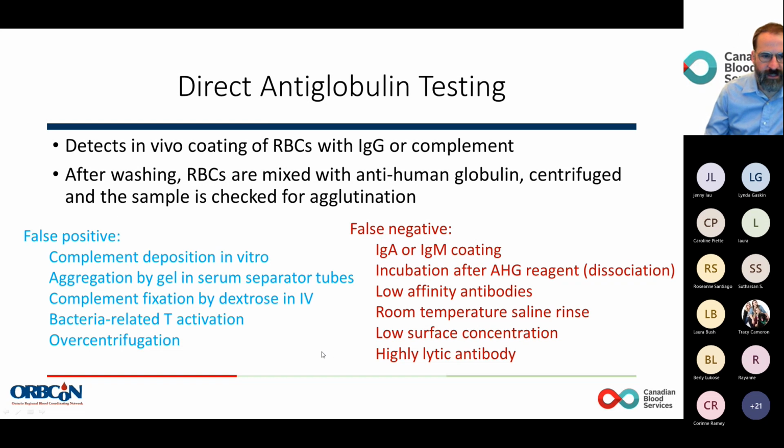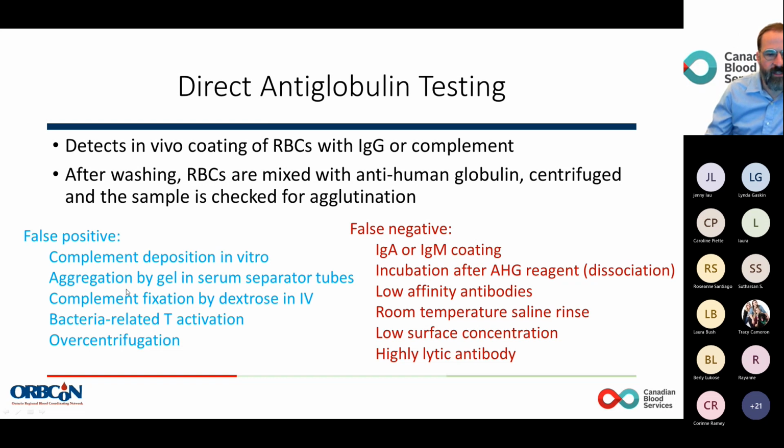False positives with this testing can arise because of complement deposition in vitro. So if the sample is allowed to sit in the plasma too long and you get non-specific complement deposition on the red cells, that can give you a false positive C3. If there's aggregation by gel in the serum separator tubes, it's causing clumping of the cells. That might give you a false positive that's not truly related to antibody or C3 coating the cells.